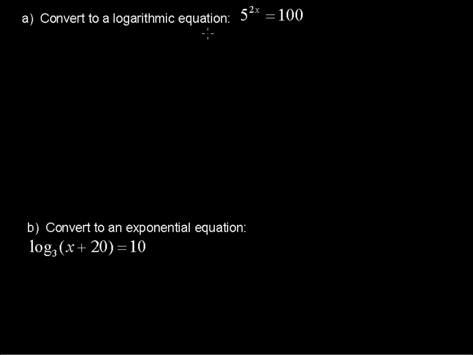Convert to a logarithmic equation. 5 to the 2x equals 100. First, let's review the general form of a logarithmic equation.